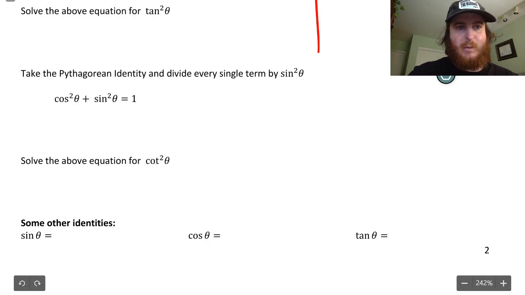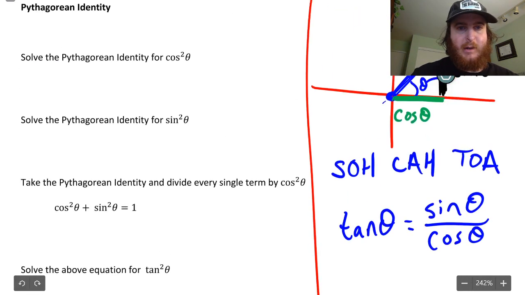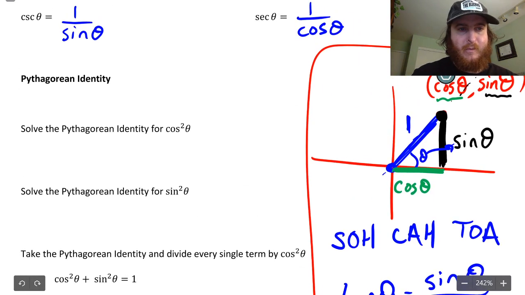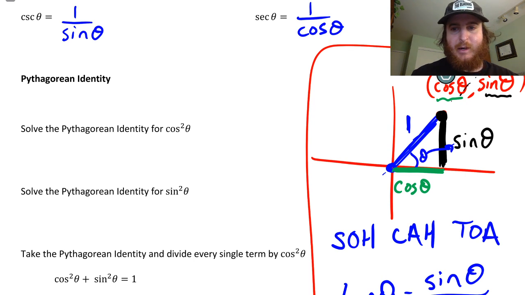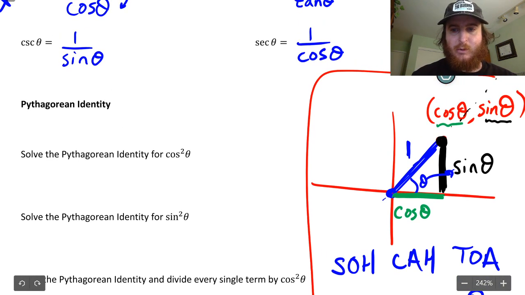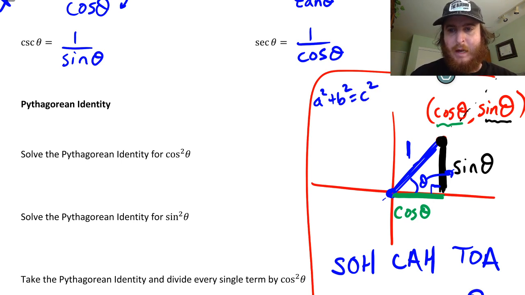The next ones are going to be what we call the Pythagorean identities. And these are a little bit trickier. Okay. So the Pythagorean identities come from a squared plus b squared equals c squared. So if we look at this, this is a right triangle. So anytime we have a right triangle, we can do a squared plus b squared equals c squared. Right? We've done that forever.